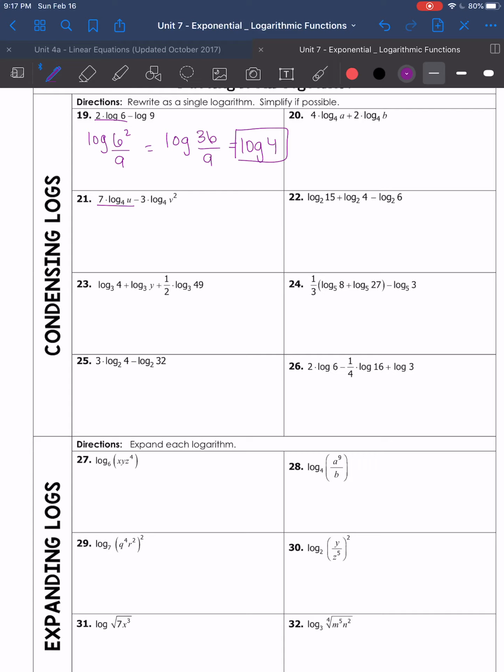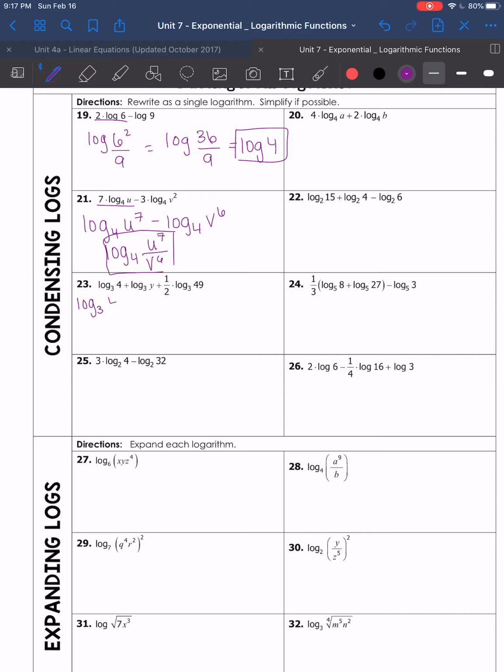Using our power property, we have log base 4 of u to the 7th minus log base 4 of v to the 6th, because you'd have to multiply your exponents. So then, using my quotient property, I get log base 4 of u to the 7th over v to the 6th. And if they were the same, then I would simplify them, but since they're not the same variable, we don't simplify.